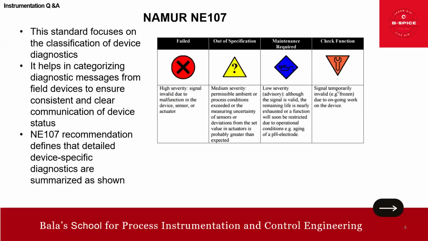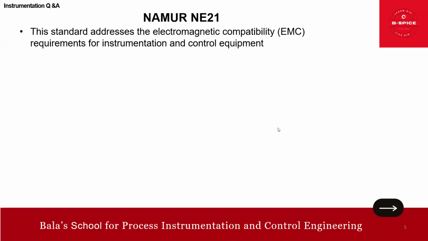Then check function. Signal temporarily invalid, meaning frozen due to ongoing work or something. So basically NE107 gives all these features. Just see how much is useful. So when you go for designing of a transmitter, you can go for NE43, NE107, all these. Of course, we are not going to limit to this, a few more to come, right?